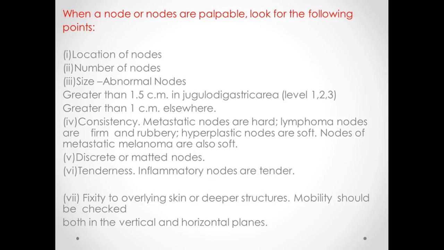And also greater than 1 centimeter anywhere, any lymph node more than 1.5 centimeter, except jugular digastric area, or greater than 1 centimeter anywhere, there is something, either infection or inflammation or sometimes tumors.